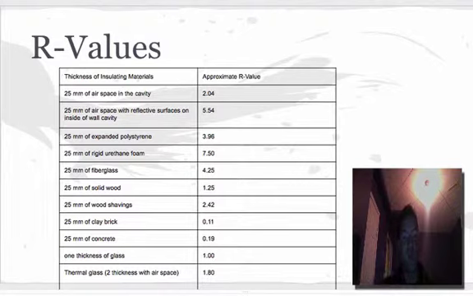25 millimeters of wood shavings would be 2.42. And then 25 millimeters clay brick, 0.11. 25 millimeters of concrete would be 0.19. One thickness of glass is 1.0. And then thermal glass, which is two thicknesses with airspace in between, is when we have windows.